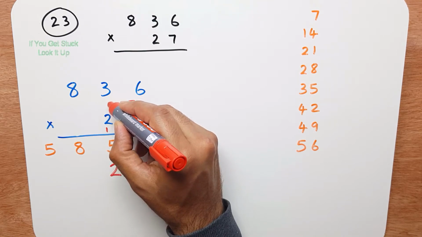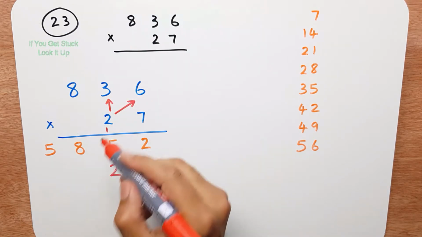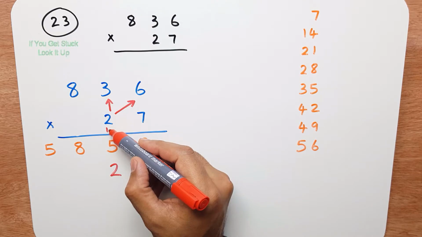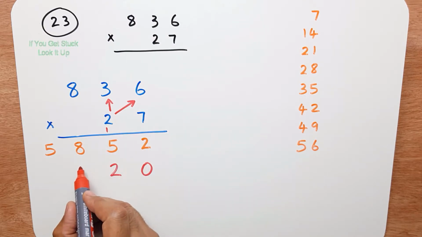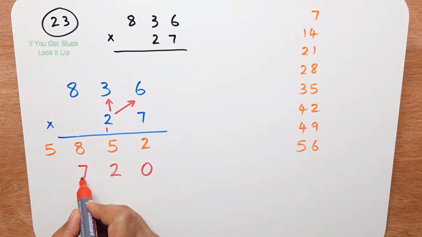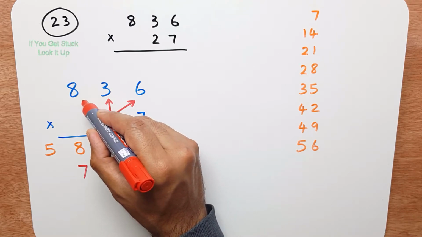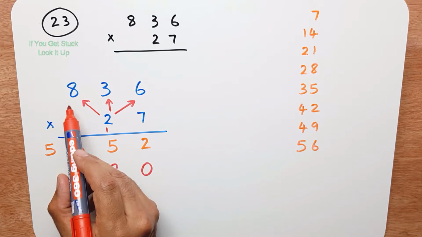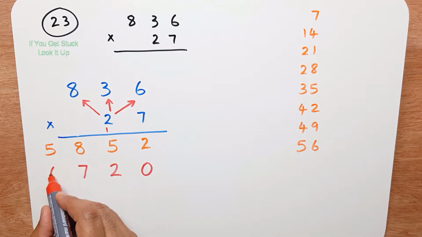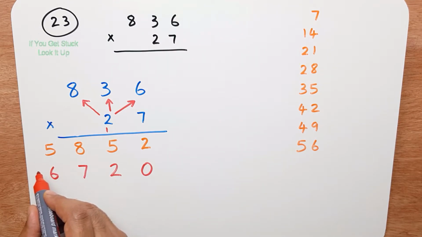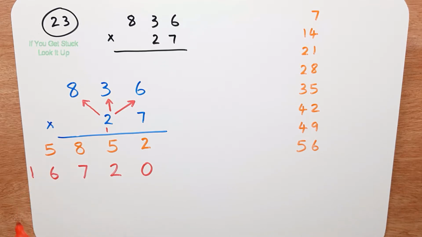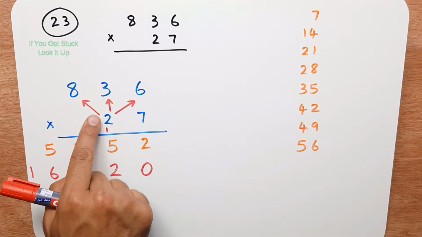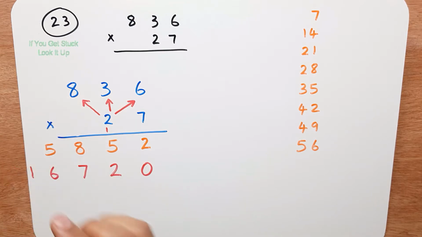Now I'm going to do 2 times 3. That is 6. Plus the 1 we've carried over is 7. So I'm going to put 7 down here. And finally I'm going to do 2 times 8. And if I double 8, I get 16. So I put the 6 down in this column and I can carry the 1 over to the next column. I can write that straight down because we finished there. That was the last calculation.